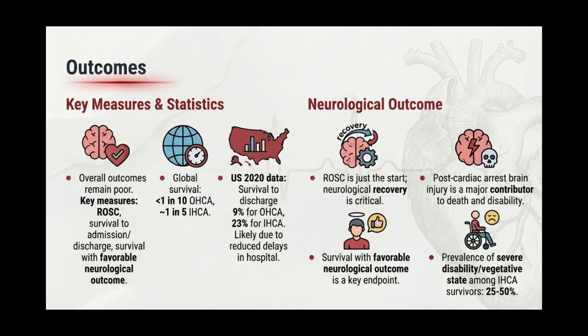In the year 2017, only about 25% of patients who experienced an in-hospital cardiac arrest survived to hospital discharge in the United States. More recent data from the year 2020 indicates that overall survival to hospital discharge for adults was 9% for out-of-hospital cardiac arrest and 23% for in-hospital cardiac arrest. This substantial difference in outcomes between the two settings likely results from reduced delays in initiating effective resuscitation within a hospital environment. In terms of neurological outcome, achieving return of spontaneous circulation is just the initial step.